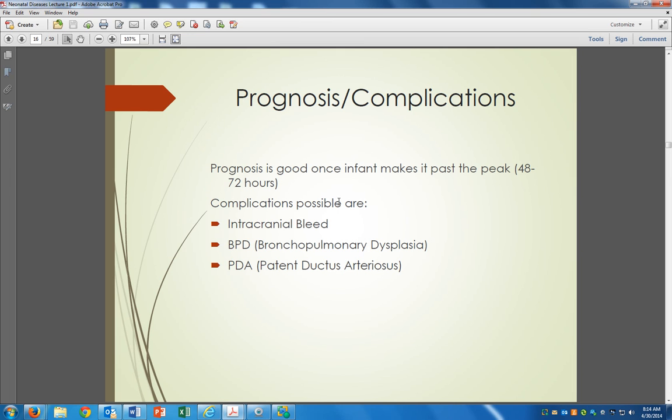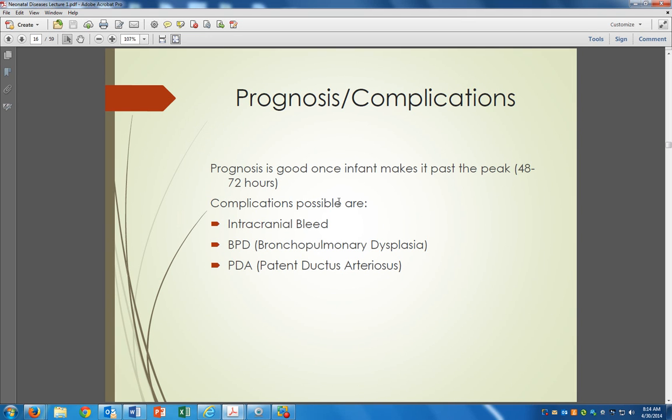So prognosis is good once the infant makes it past the first 48 to 72 hours. There are possible complications. We can get bleeds, but this is typical for premature babies anyway, for intracranial bleeds. The intracranial bleed is level 1, 2, 3, or 4, 4 being the worst, 1 being the least, and we want to avoid those bleeds from occurring. But that's because of the weakened system as a whole, but also the fact that early on in their birth, all infants, the more premature they are, the greater the chance of intracranial bleeds.